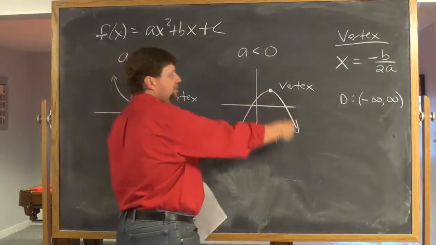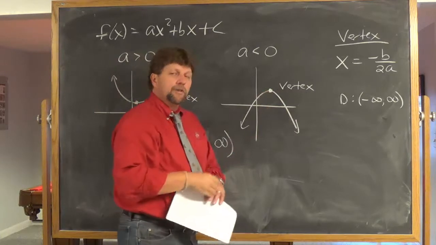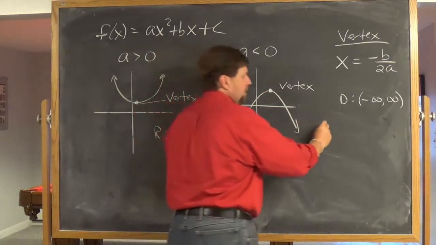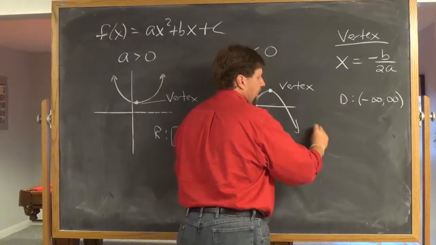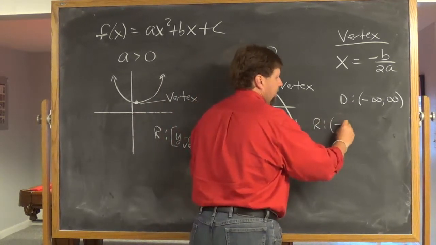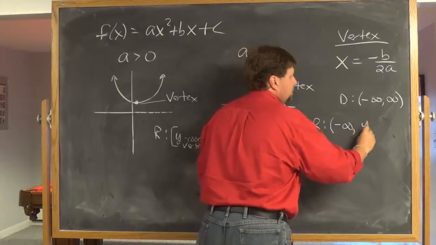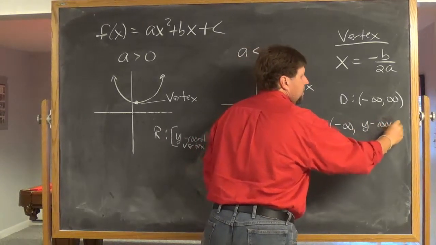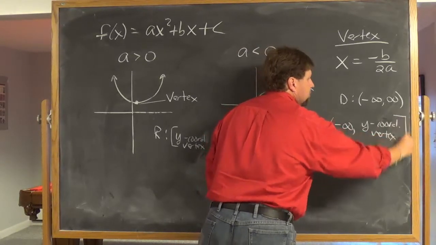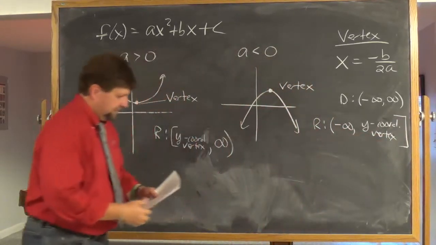If it's a sad parabola, the y-coordinate of the vertex, well, that's the largest number in the range. So here, for a sad parabola, the range will be negative infinity to the y-coordinate of the vertex. There would be a square bracket around that.